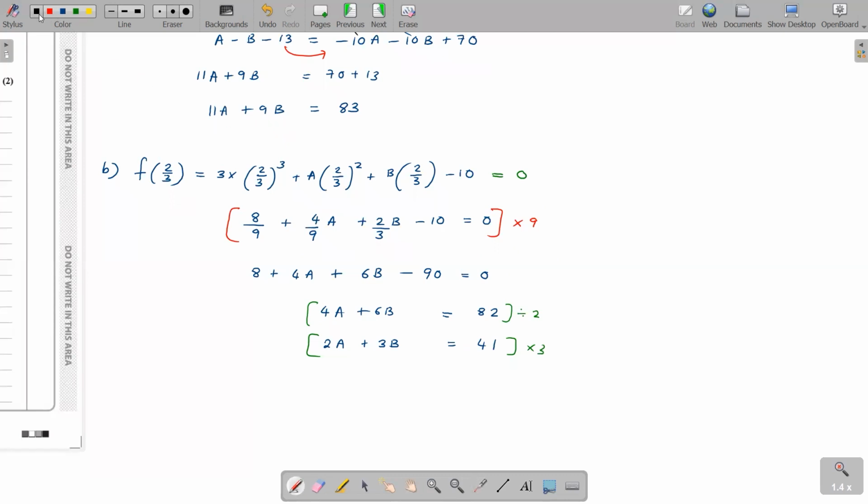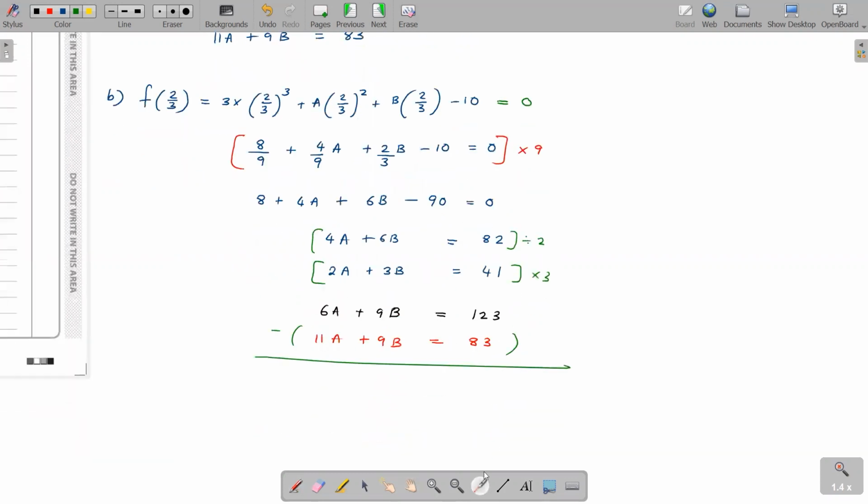Okay. So I get here 3 times 2 is 6a, 3 times 3, 9b, 3 times 41 is 123. Are you okay with that? Okay, so now let's take the equation 6a plus 9b equals 123 from here. The top equation was 11a plus 9b equals 83. So we'll take these two equations and what should we do? We will subtract them, because when we subtract, the 9b will cancel out.